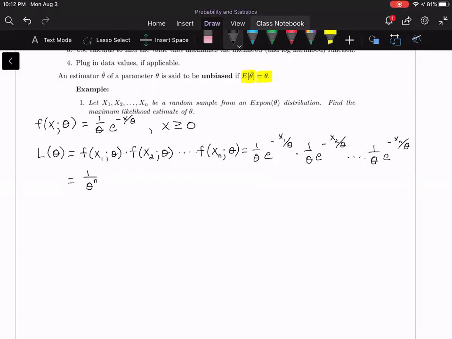And then the exponential, I have a product of exponential terms, which means I could add the powers. And all the powers have the same denominator. So I have negative x1 plus x2 plus x3 up through plus xn all over theta. And this is our likelihood.